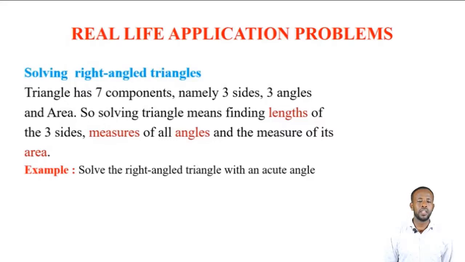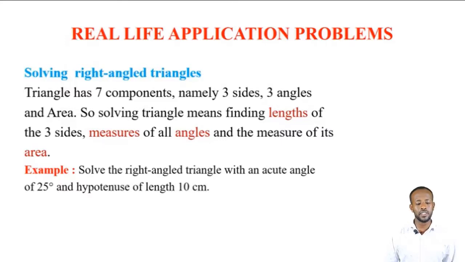Okay, let us see the first example and in what way it is related to solving right angle triangles. It says: solve the right angled triangle with an acute angle of 25 degrees and hypotenuse length of 10 centimeters. In this example, we are given a right angle triangle which has an angle of 25 degrees and a hypotenuse of 10 centimeters.